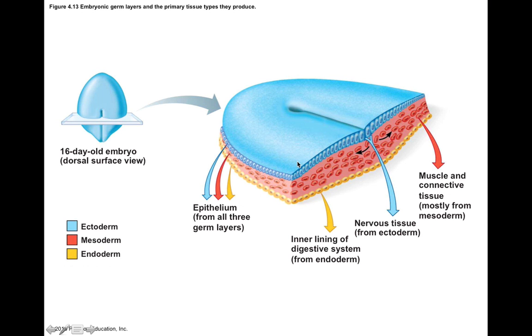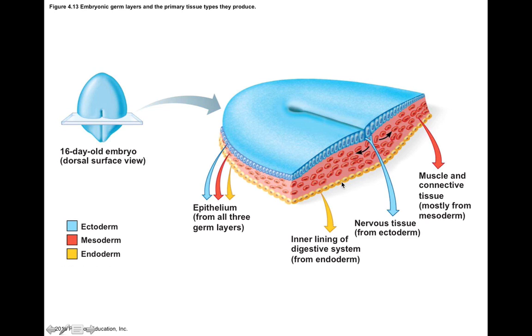So what this looks like here is essentially a 16-day-old embryo. At 16 days after fertilization, we see that the cells line up in three major layers here. We have ectoderm, mesoderm, and endoderm. Remember, ectoderm gives rise to mostly nervous tissue as well as skin and nails and hair and teeth. Mesoderm gives rise to muscle tissue as well as some of the other connective tissues. And then endoderm forms the inner lining of the digestive system.